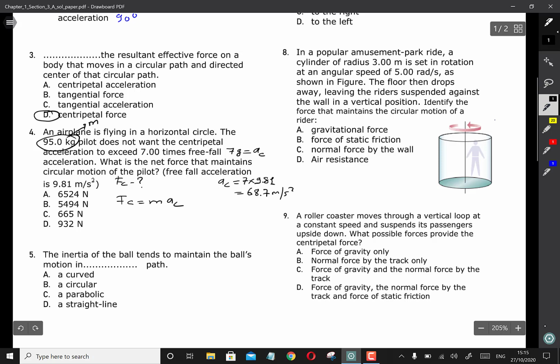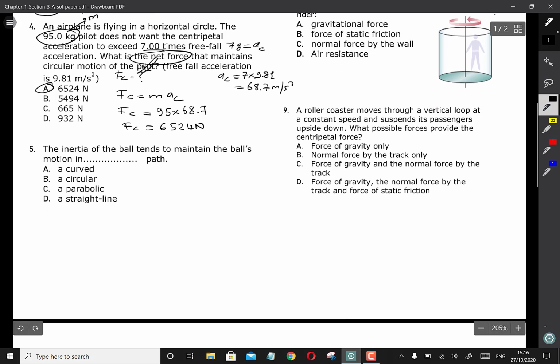Now calculate the net force. The net force that maintains circular motion is called centripetal force. We will calculate that centripetal force. Mass is 95 multiplied by AC, 68.7. So multiplied by 95. Answer is 6,524. Yeah, 6,524 newtons is the centripetal force, choice A.